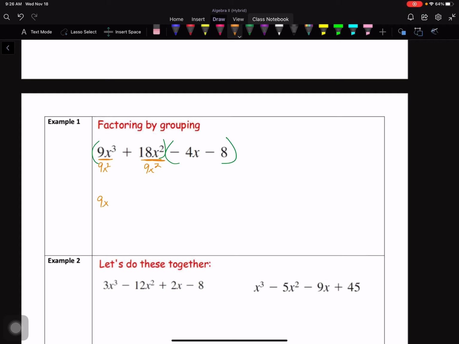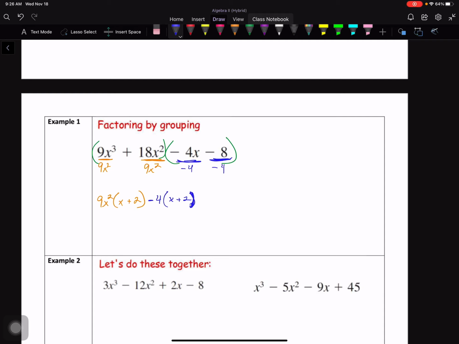So we're going to go 9x squared on the outside. And then what do we have left? We have x plus 2. Done with that. We're going to do the same thing here. What can I take out of these two terms? It looks like just a -4. So we'll go minus 4 times, and then what's left is x plus 2.